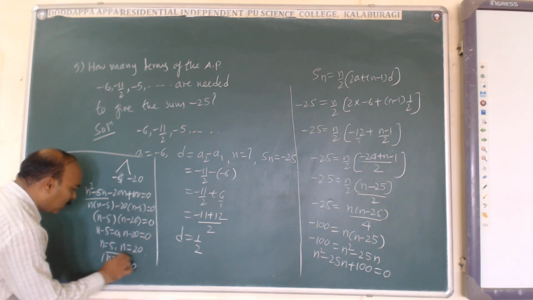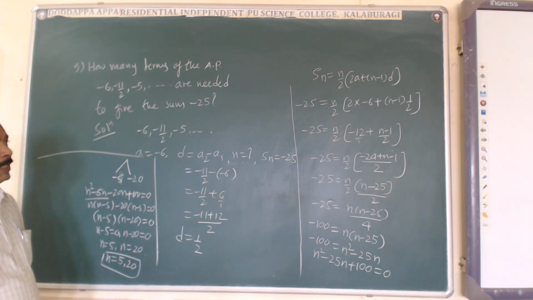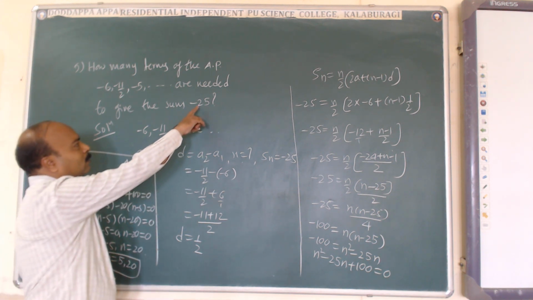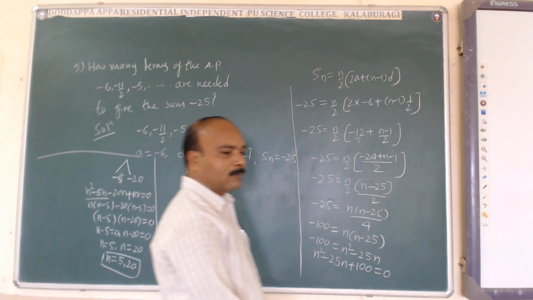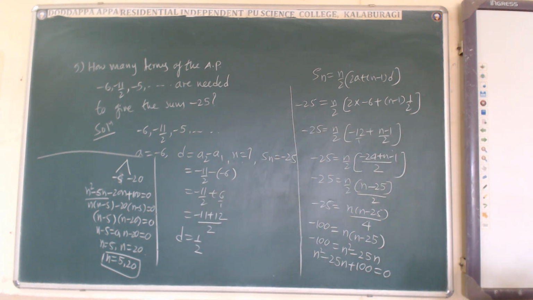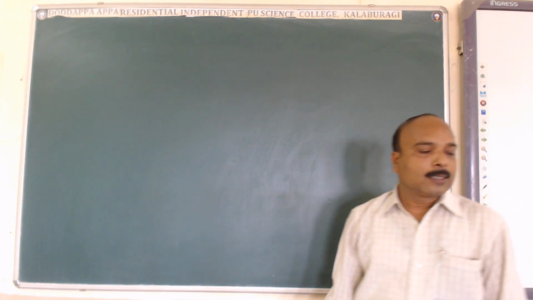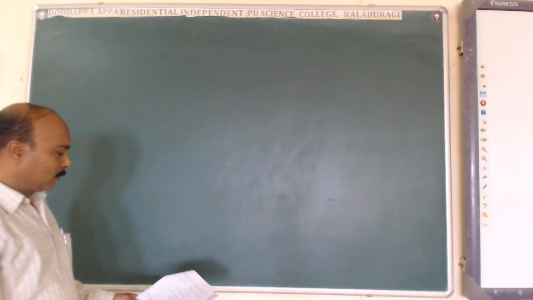This is the answer to the given example. These are possible values of n to get the sum as minus 25. It is the solution to the given example. Next we go for another example. It is similar to the previous question.